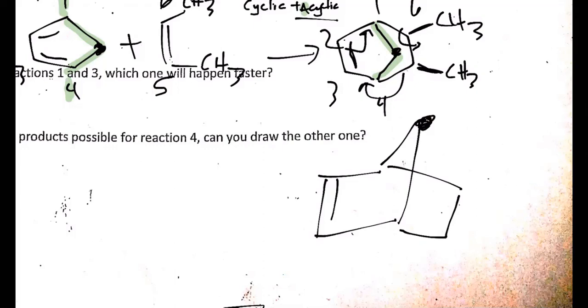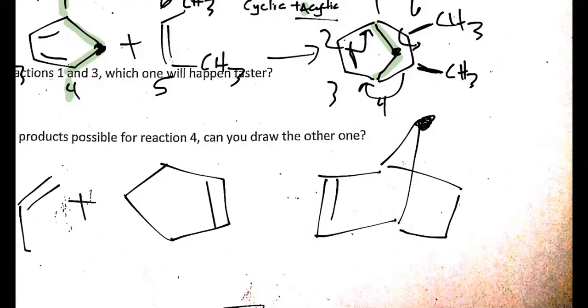Now, I think I kind of understand where you're going with that question. Though, if you started with something like this, where the double bond was here, plus this, even that wouldn't give you the same thing just because of the location of the double bond.